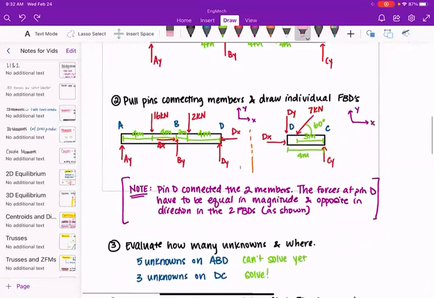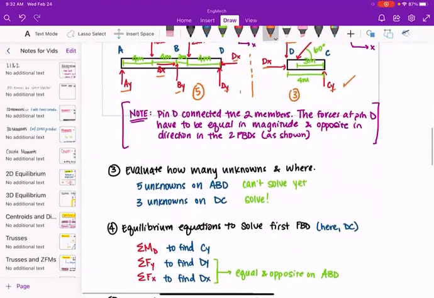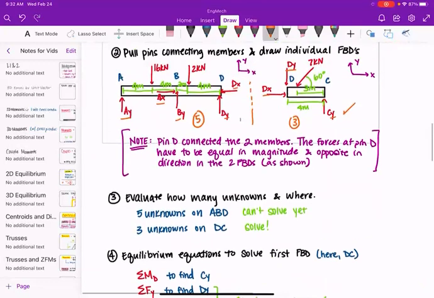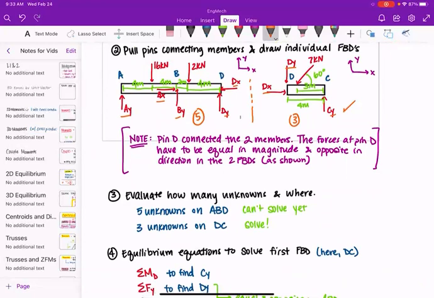And then you just go into evaluating how many unknowns there are, because if I can solve one member right away, that's the one I should start with, right? So here I have 5: I have AY, BX, BY, and DX, DY. So I have 5 unknowns on this one. Here I just have DY, DX, and CY. So I have 3 unknowns here, which means I can solve this one because I have 3 equations. So the next step is solving whatever you can right off the bat. So here that's solving DC because I have an appropriate number of equations to do that.